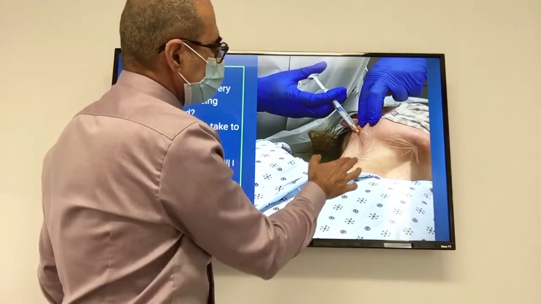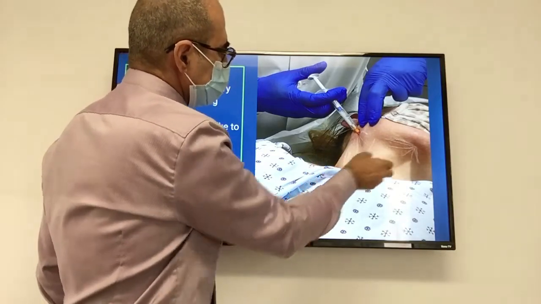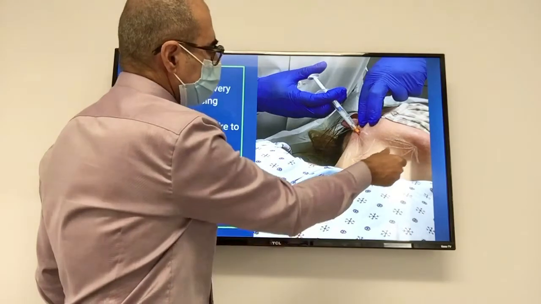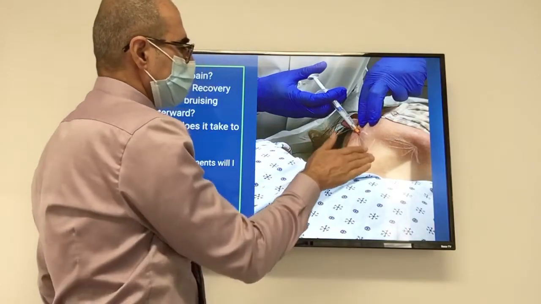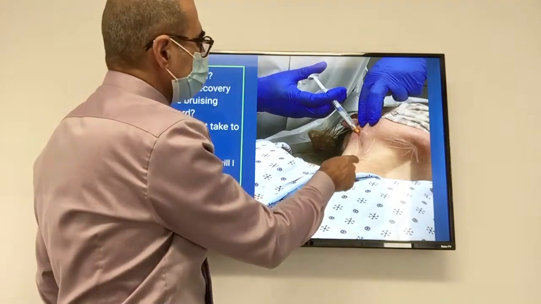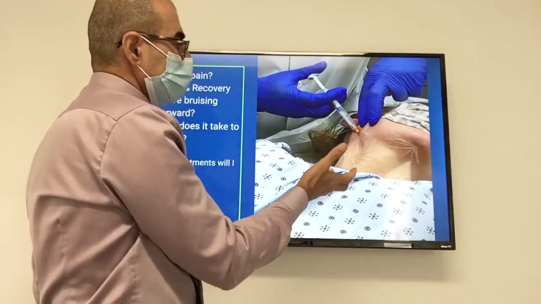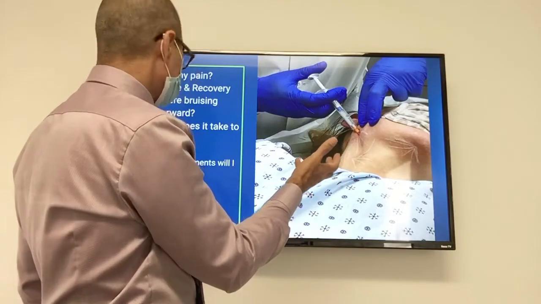Although I marked it here, I didn't inject it here, and the reason is that her trachea, or windpipe, is right here. If you go over that area, it could be placed too superficially. So I didn't do it here, it was just in this area. And in her case, for the neck, we needed only one syringe.